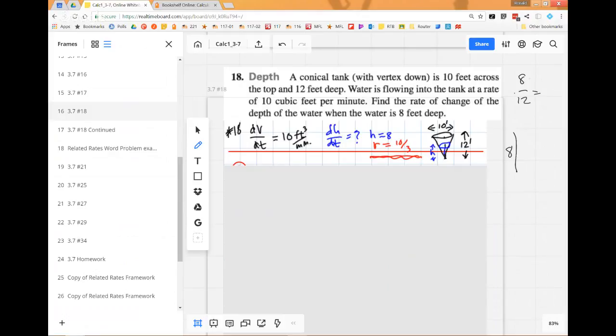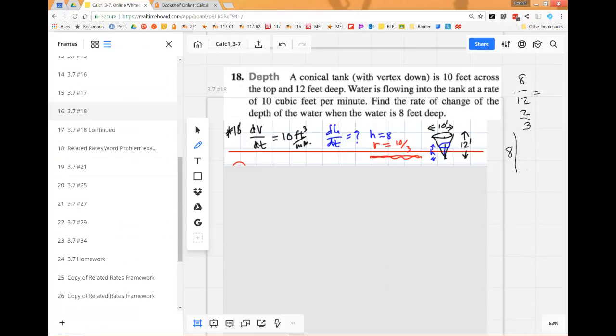Okay, let me think about this. Okay, yeah, so the height is 8. 8 is 8/12, or in other words, 2/3 of the full size cone. So therefore, wouldn't the diameter be 2/3 of that? Except we don't want the diameter, we want the radius. So what's 2/3 of 10? 20/3, right? 2/3 of 10.